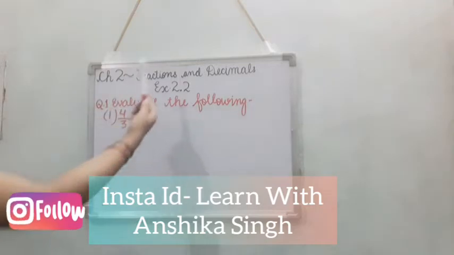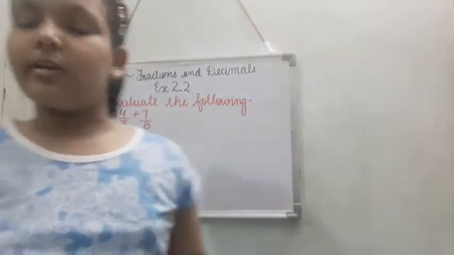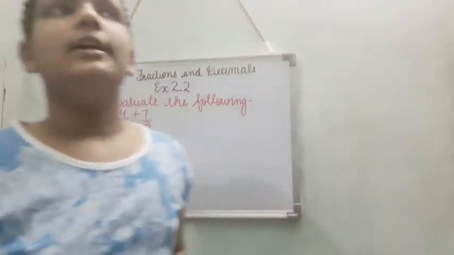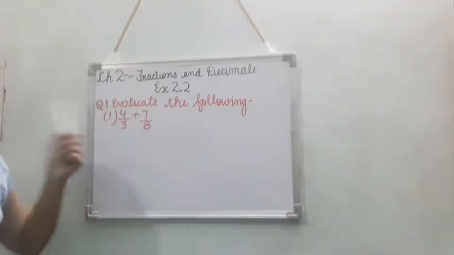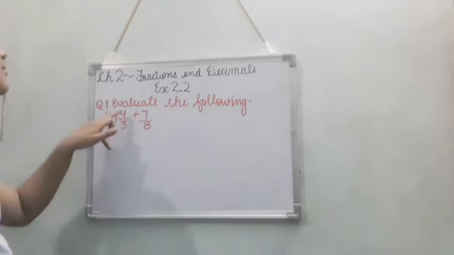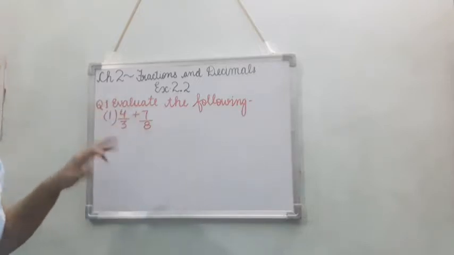So today we are going to continue with chapter 2, Fractions and Decimals, for class 7th ICSE, Amit Agarwal book of maths, and now we are going to start today exercise 2.2. Okay, so our first question is evaluate the following. So the first part is 4/3 plus 7/8.